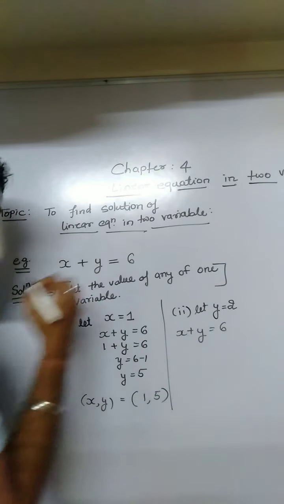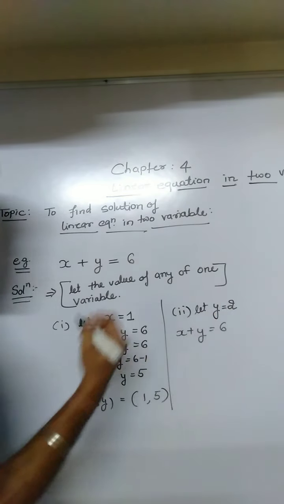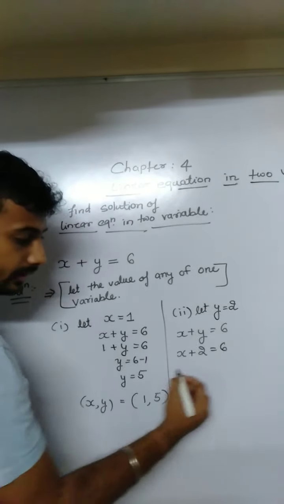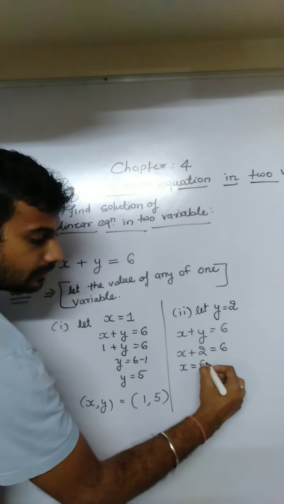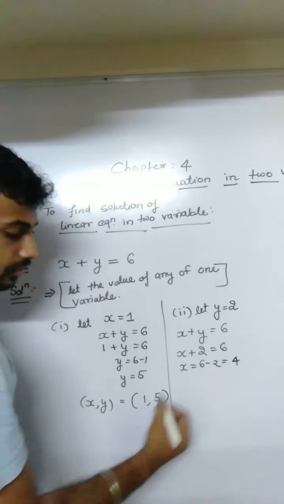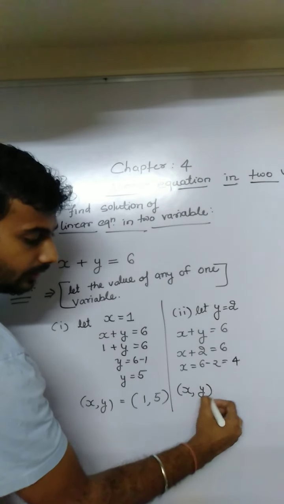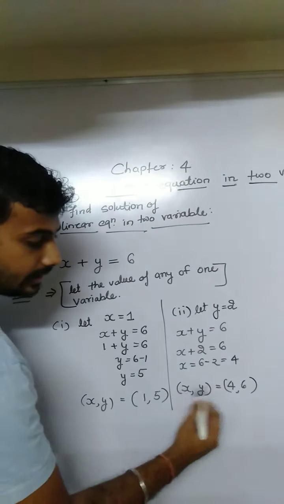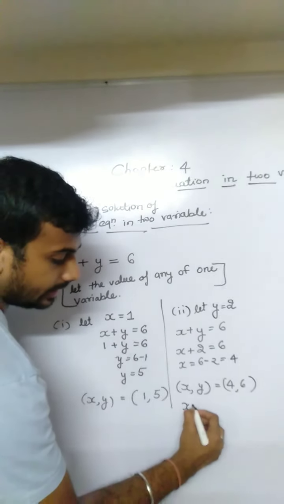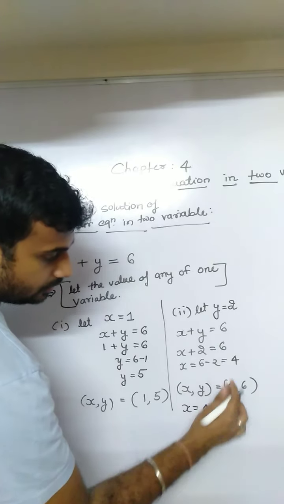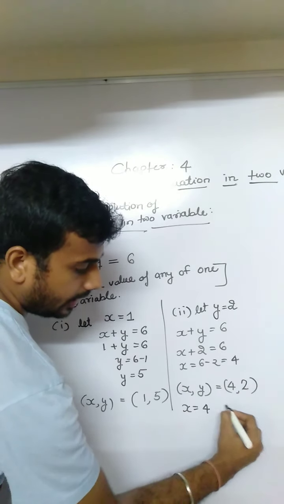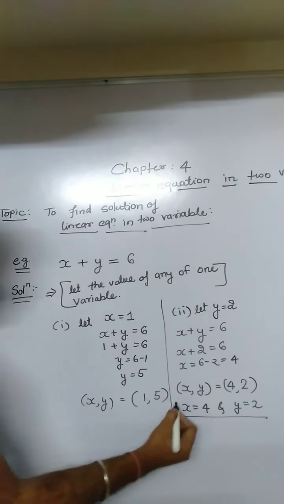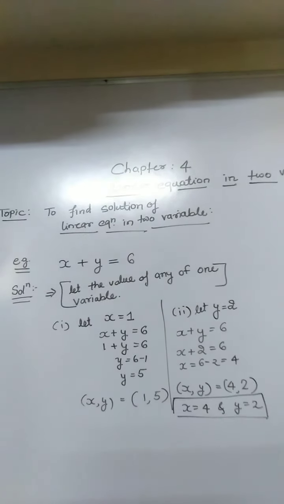So x plus y is equal to 6. In place of y we will put 2. X plus 2 is equal to 6. So here x will become 6 minus 2, which is 4. So our x comma y is 4 comma 2. You can say this is the solution, or you can also write x is equal to 4 and y is equal to 2. This is our solution of the linear equation.